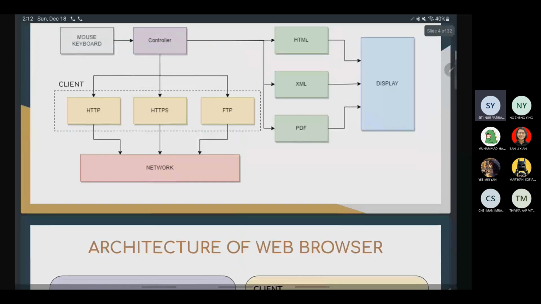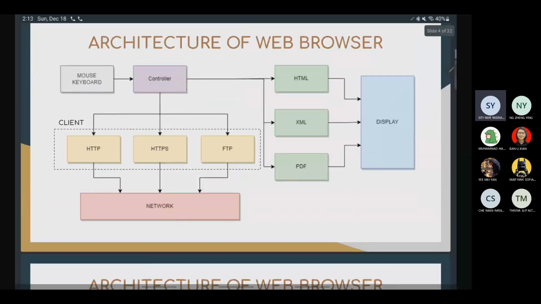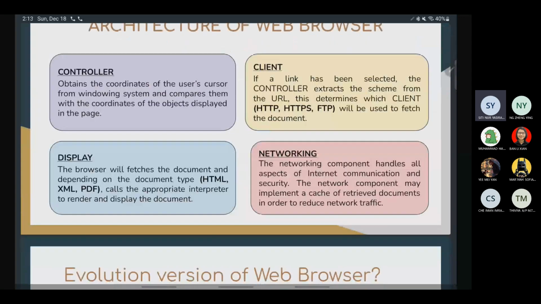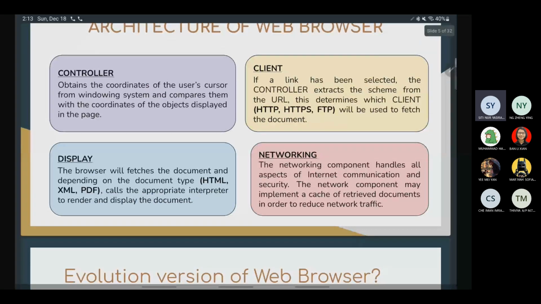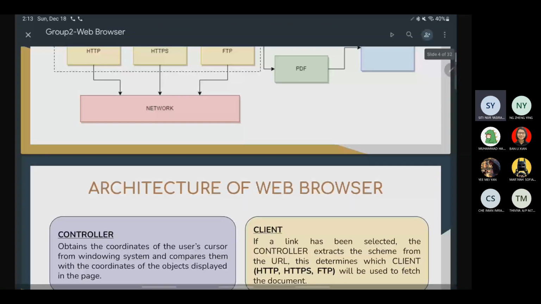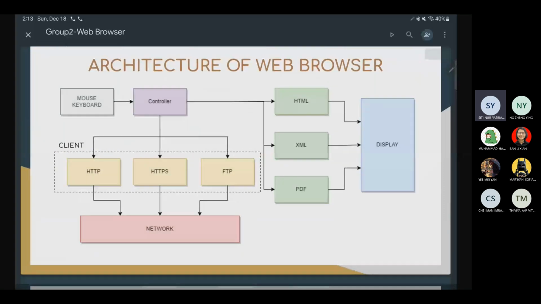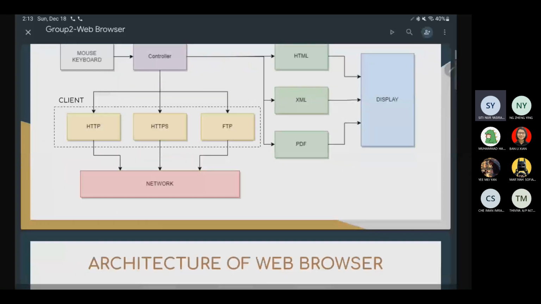Okay. The networking component handles all aspects of internet communication and security. The network component may implement a cache of retrieved documents in order to reduce network traffic. Okay. Lastly is the display. What is display? The browser will fetch the document, and depending on the document type, HTML, XML, or PDF, calls the appropriate interpreter to render and display the document. Do you guys understand this?